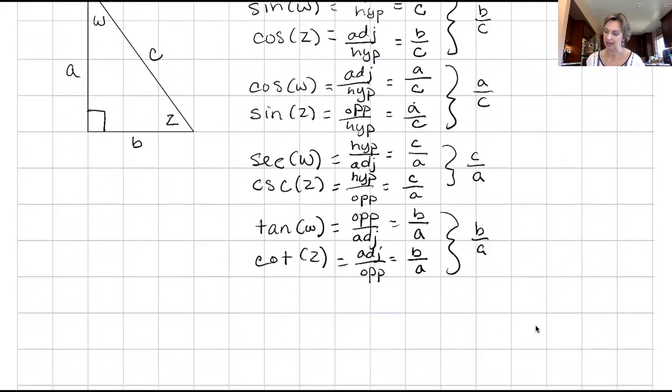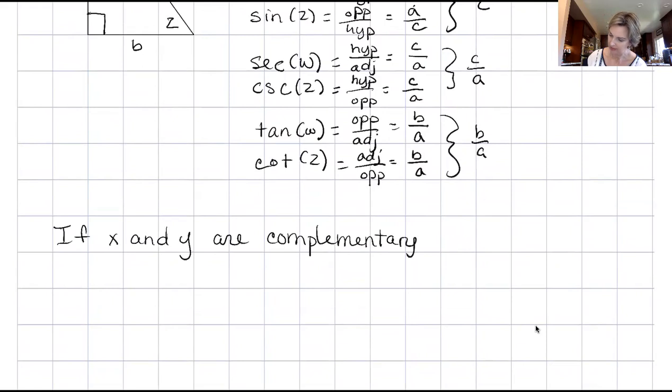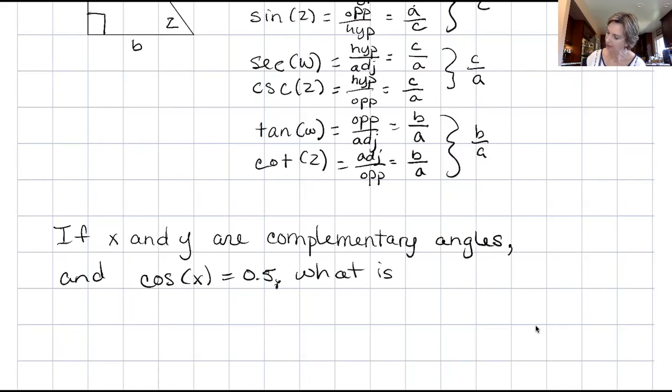Okay, let's work out an example now. Let's say we're given the question stated like this. If X and Y are complementary angles, and cosine X is equal to 0.5, what is sine Y?